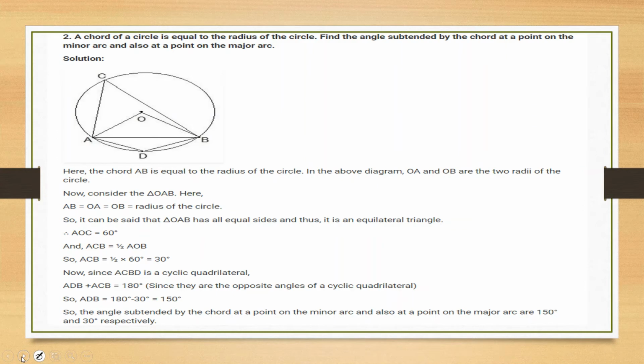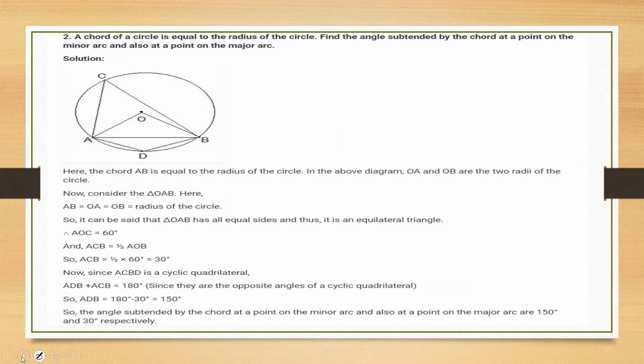Question number 2. A chord of a circle is equal to the radius of the circle. Find the angle subtended by the chord at a point on the minor arc and also at the point on the major arc. Here, chord AB is equal to the radius of the circle.